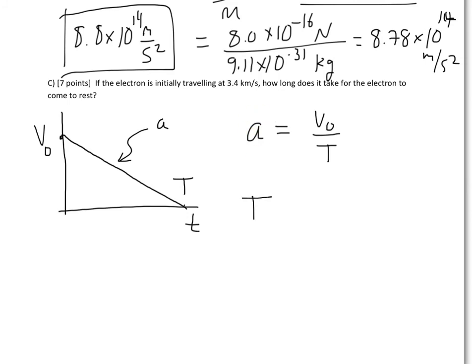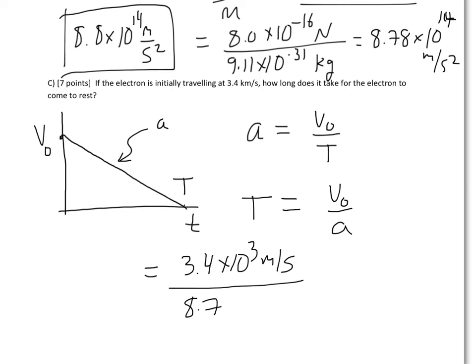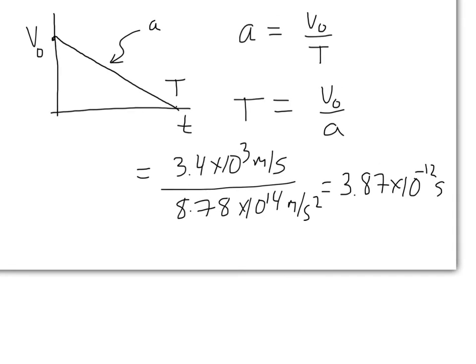So we can solve simply for T, and we get his initial velocity divided by the acceleration. I'll put in an extra sig fig here for the calculation. And that is 3.87 times 10 to the minus 12 seconds. So I'll put my final answer here as 3.9 picoseconds.